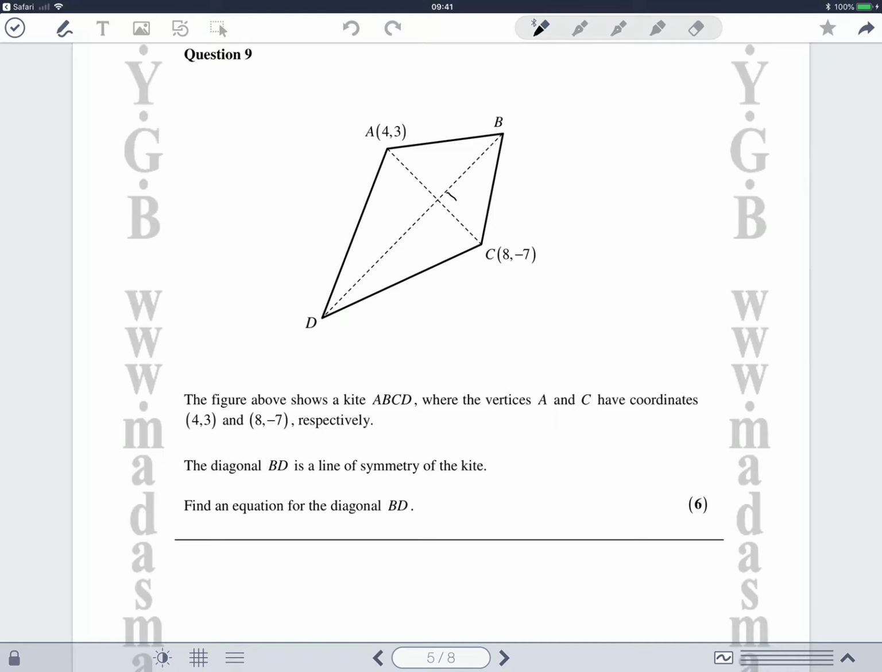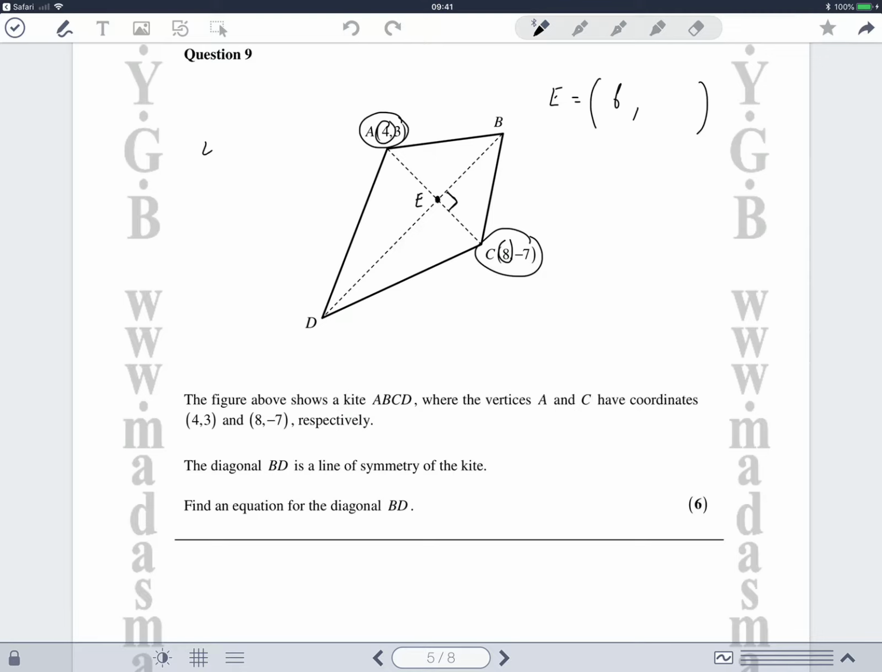Right, very simply, if you know anything about kites, these two diagonals are going to be perpendicular, and this point of intersection is the halfway point between A and C. So if we call this point E, then the coordinates of E are going to be the halfway point between them. So you find the halfway point of 4 and 8, and this is clearly 6.